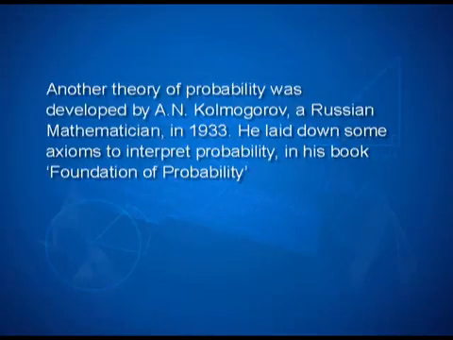Thus, another theory of probability was developed by A.N. Kolmogorov, a Russian mathematician, in 1933. He laid down some axioms to interpret probability in his book Foundation of Probability. In this chapter, we will study about this approach called axiomatic approach of probability.